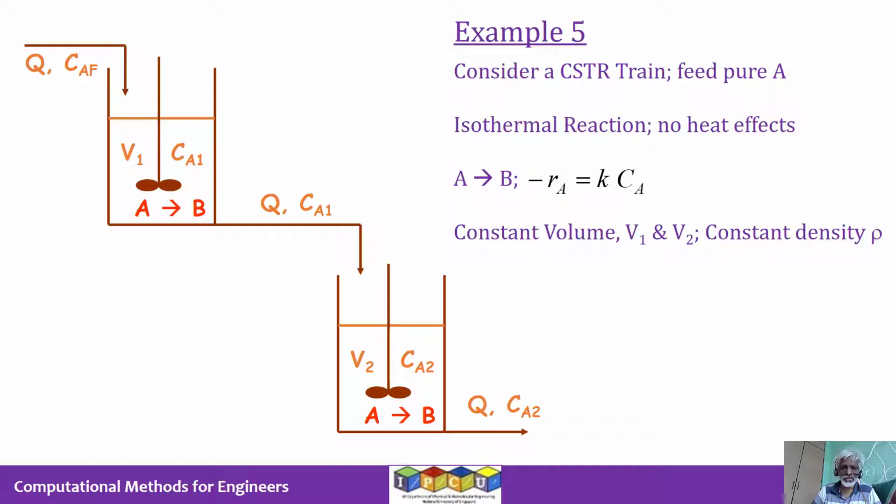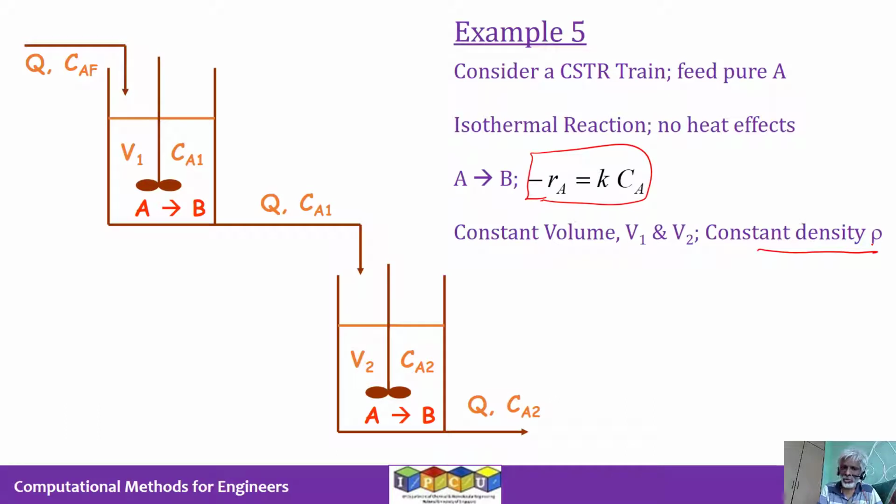The reaction kinetics is still the same. The rate of reaction depends on reaction rate constant K and the concentration of A in the reactor. So this is also first order kinetics like we saw in example 4. We also assume constant density, and constant volumes V1 and V2. Under the assumption of constant density, we can replace the mass balance by volumetric flow balance.